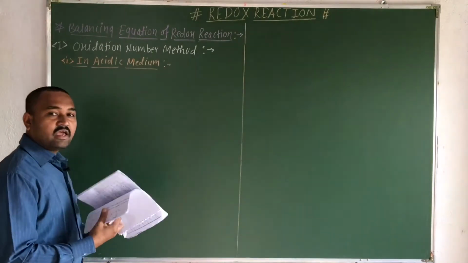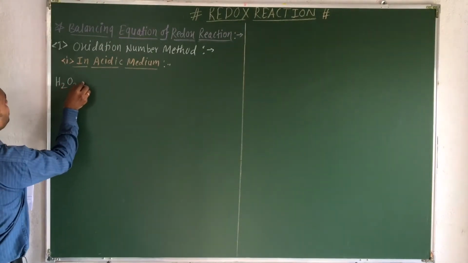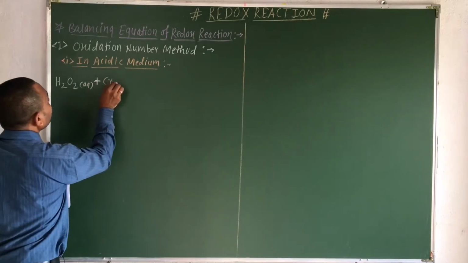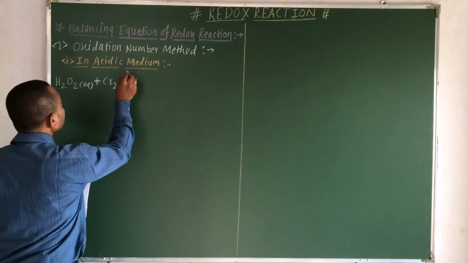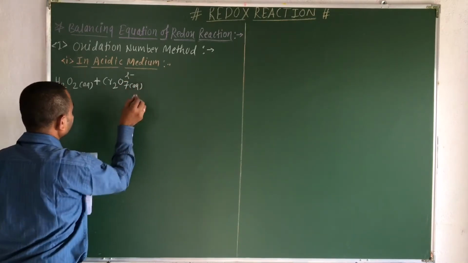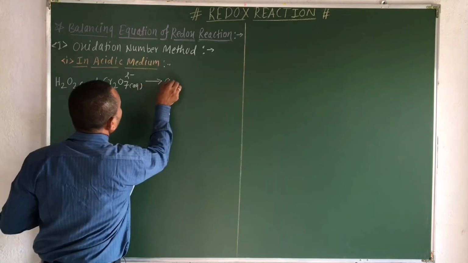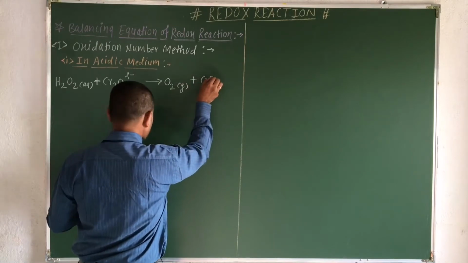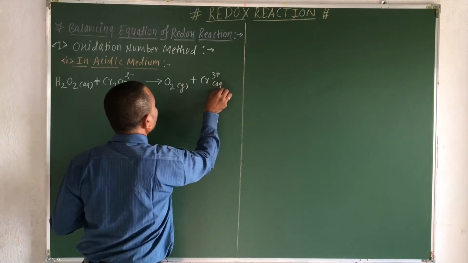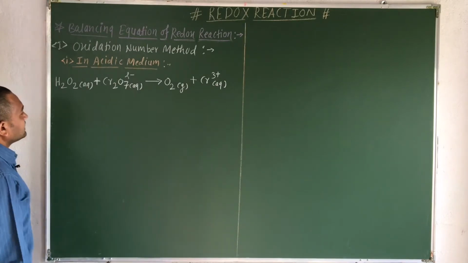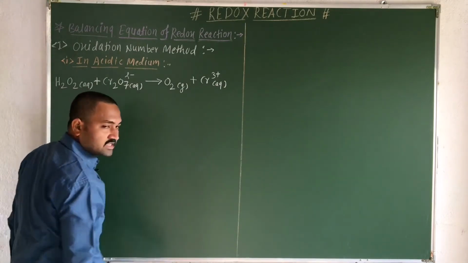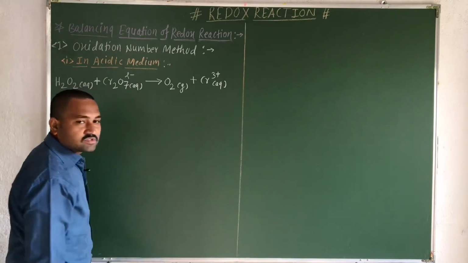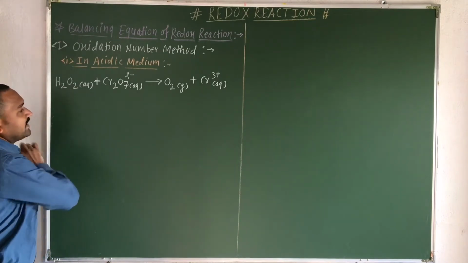Now let us take the example: H2O2 aqueous plus Cr2O7 2 minus aqueous gives O2 gaseous plus Cr 3 plus aqueous. So this is our redox reaction. Here we are going to write the unbalanced equation. Now we are going to balance the other atoms, except the oxygen and hydrogen atoms.